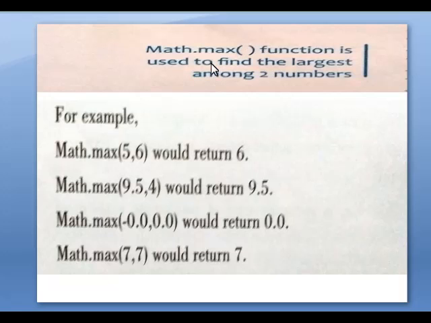So the Math.max function is used to find the largest among two numbers. For example, Math.max of 5, 6. So 6 is the greatest number, so it will return the value 6. Math.max of 9.5, 4 will return the value 9.5. Math.max of 0.0, 0.0, the greatest number is 0.0. Math.max of 7, 7, the two values are equal, so it will take one value as the output.